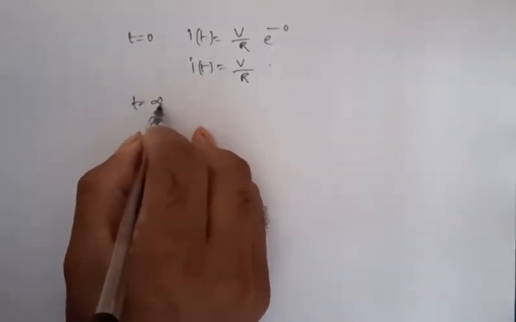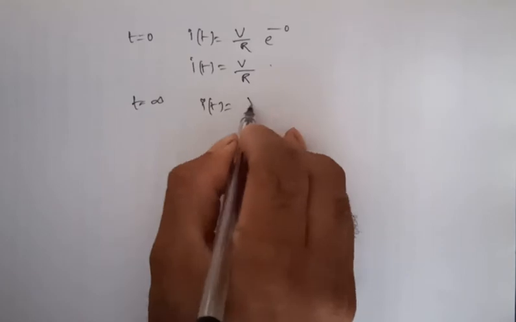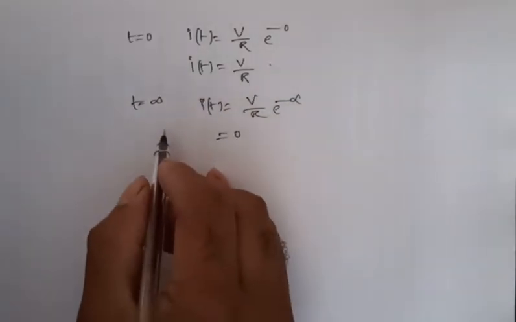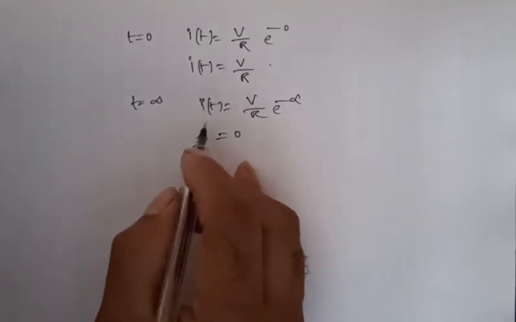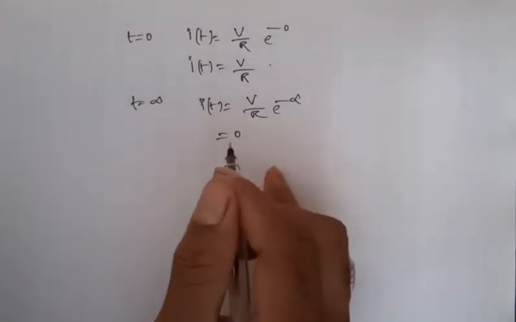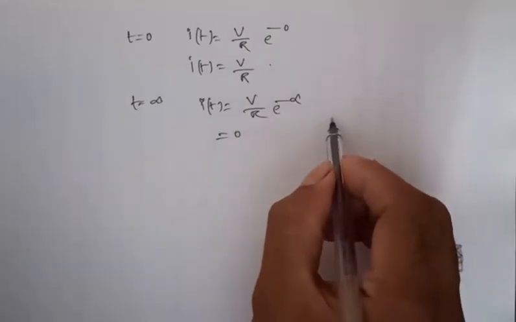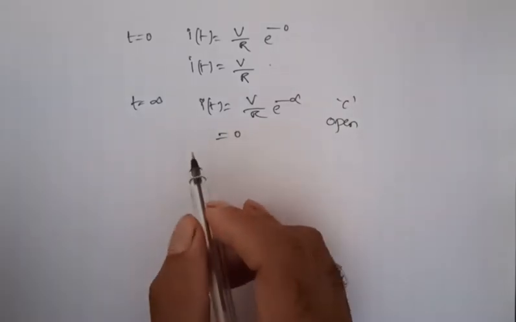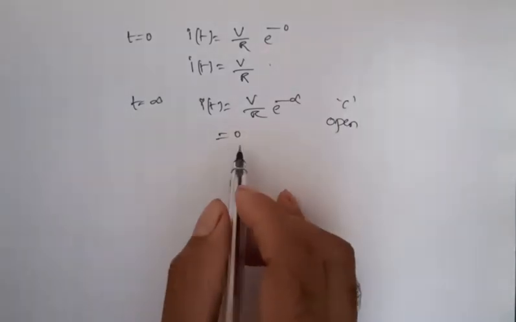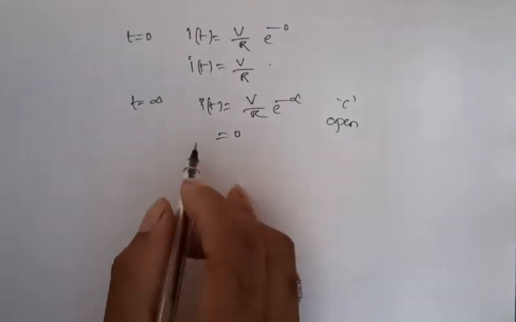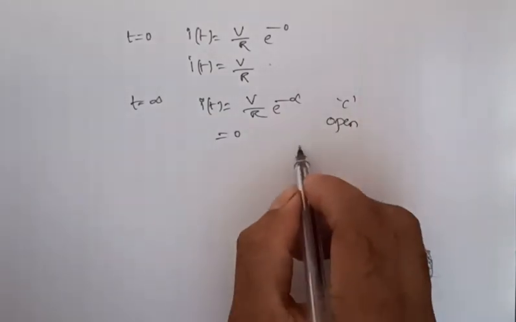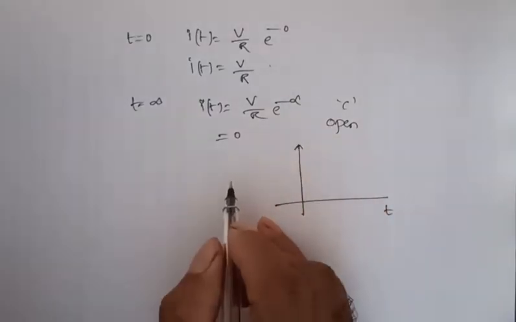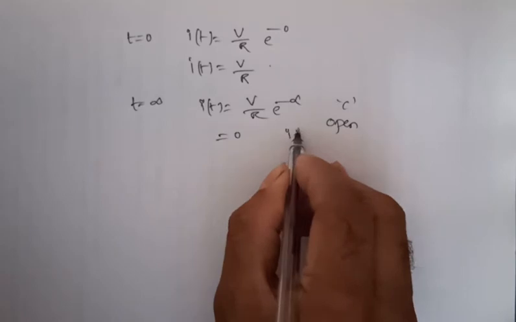At t equal to infinity, i(t) is equal to V by R into e power minus infinity. It will become 0. We know that at steady state conditions, capacitor acts as an open circuit. So in open circuit, is there any current? No, that's why the current will become 0. So if you put those things in the graph to take the analysis with respect to t, this is i(t).